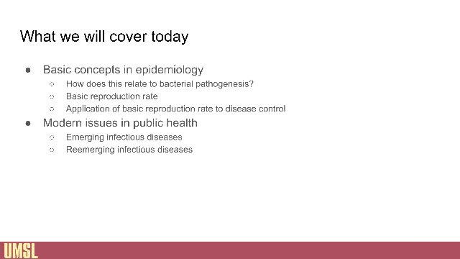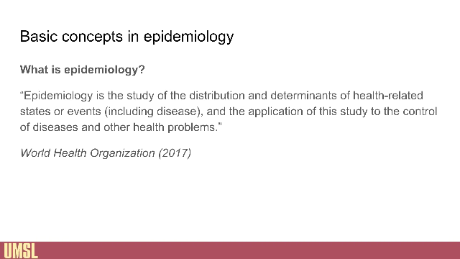I'm going to give you some info on what is this idea of a basic reproduction rate, or basic reproductive number, and then some ideas of where this comes into play when we think about disease control and prevention. And then if we have time, I'll take you through some of these ideas of what's going on with emerging infectious diseases versus re-emerging infectious diseases, and that's something else that I touched on before.